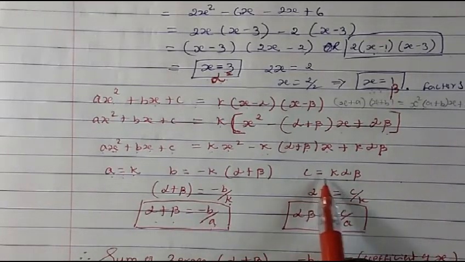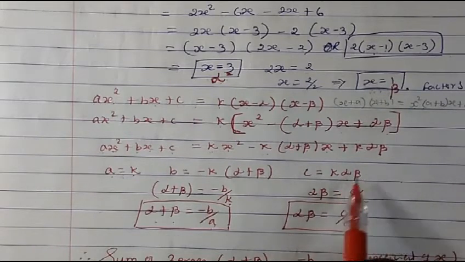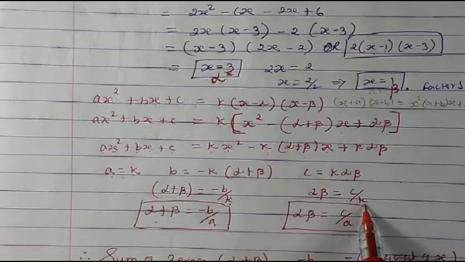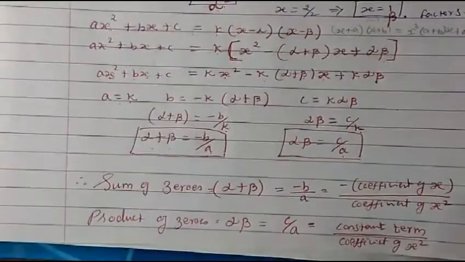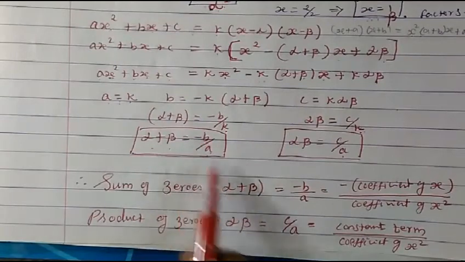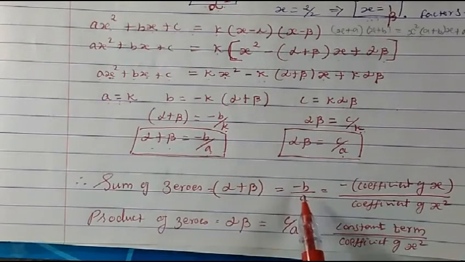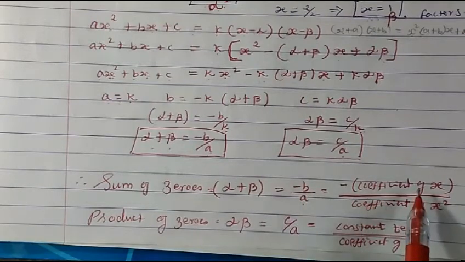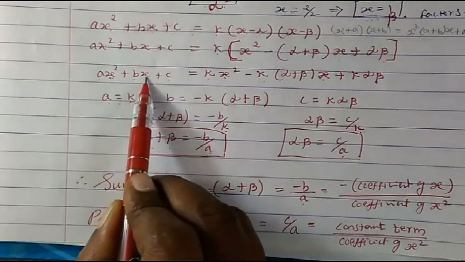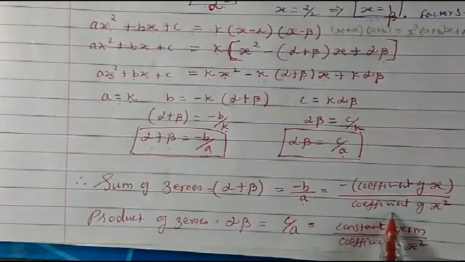Another, here we said c equal to k into alpha into beta. So alpha into beta we keep on one side, and when we bring the rest here, we get c upon k. And k is equal to a, so instead of k we will write a here. So now the product of the zeros equals c upon a. So what is it actually? The sum of the zeros, we call alpha and beta the zeros of the polynomial, is equal to minus b upon a. So minus b is what actually? The coefficient of x. And a is what? The coefficient of x square.